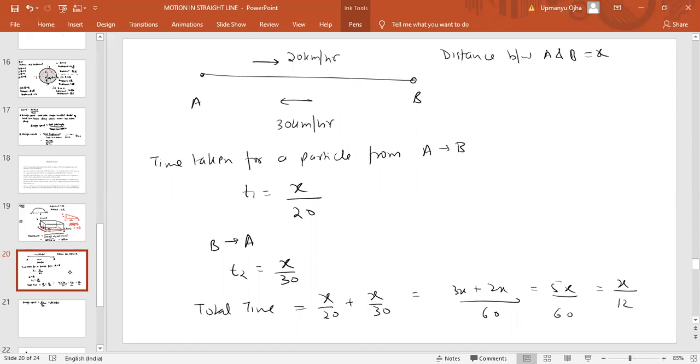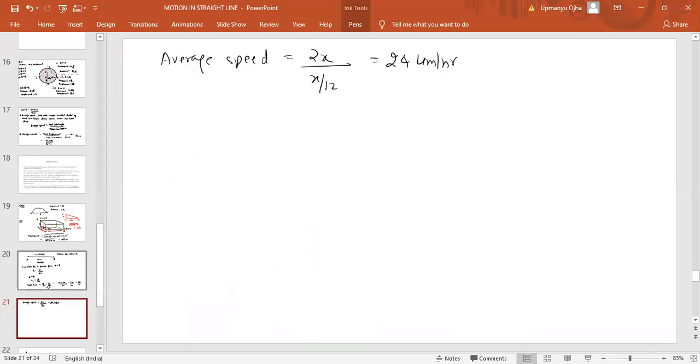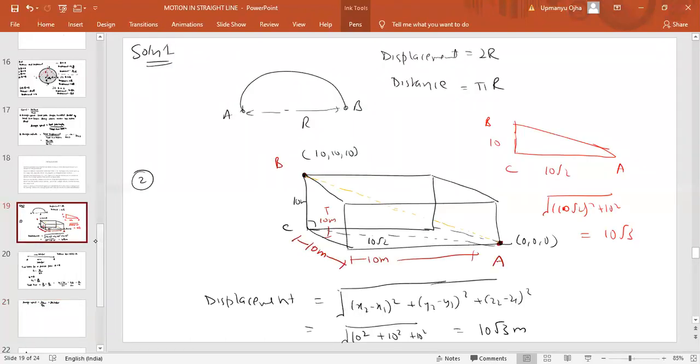Now we know that average speed is basically total distance by total time taken. So how much total distance has it traveled? That would be A to B and then from B to A, which is 2x, divided by x by 12. The answer will come as 24 kilometers per hour. That is the average speed of the particle. Okay. Yes, time is equal to distance by speed. Yes, this formula we are using. Speed equals distance by time, so time is equal to distance by speed.